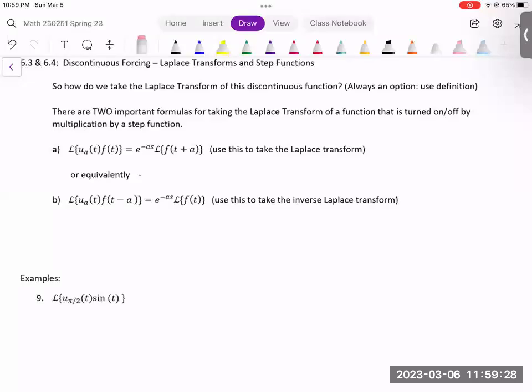Okay, next up, we're going to be looking at how we take the Laplace transform of these piecewise functions, these discontinuous functions. So if you think back to when we did the integral definition of the Laplace transform, we actually did some piecewise examples there. And we can always sort of fall back on that.